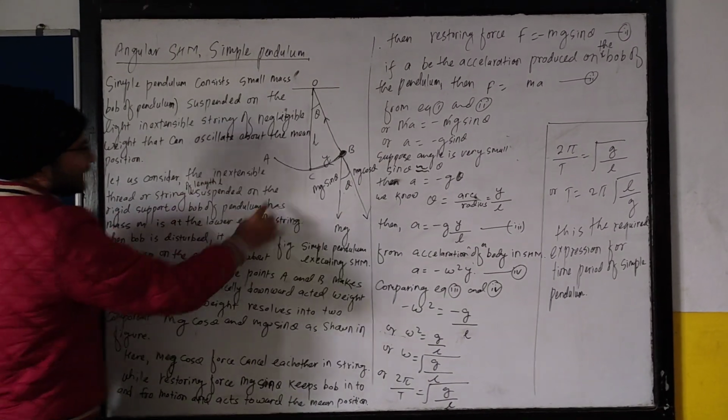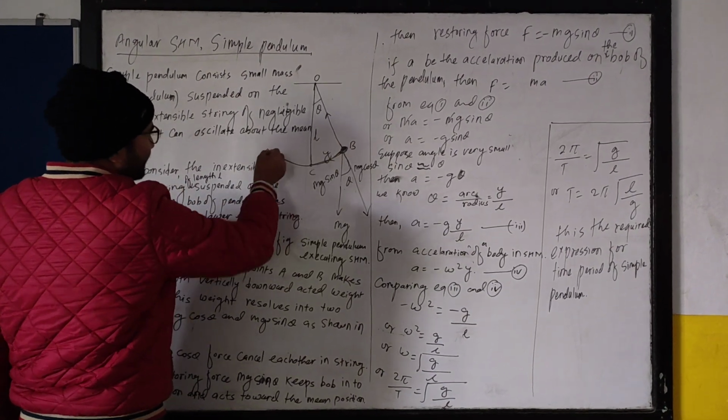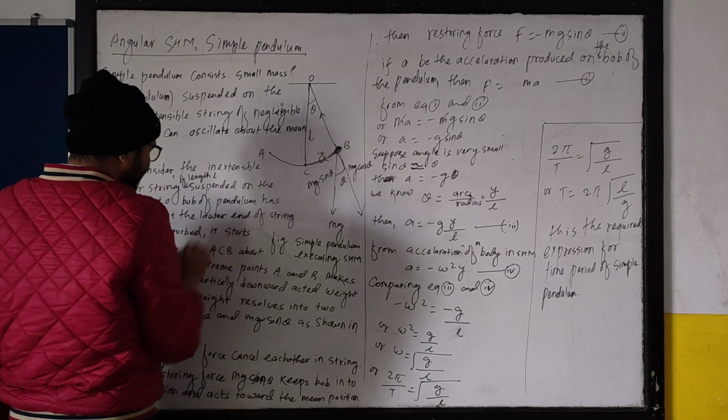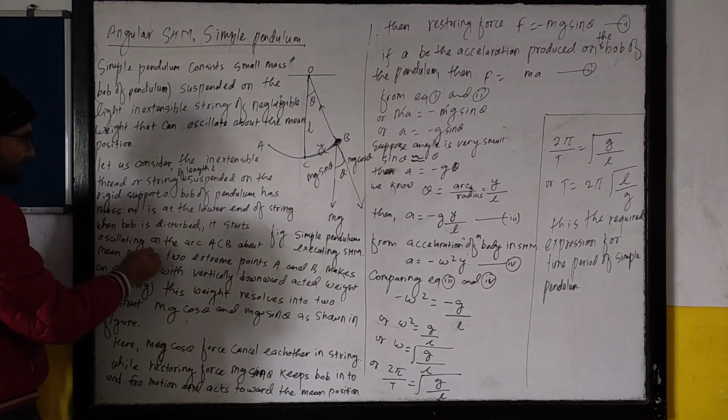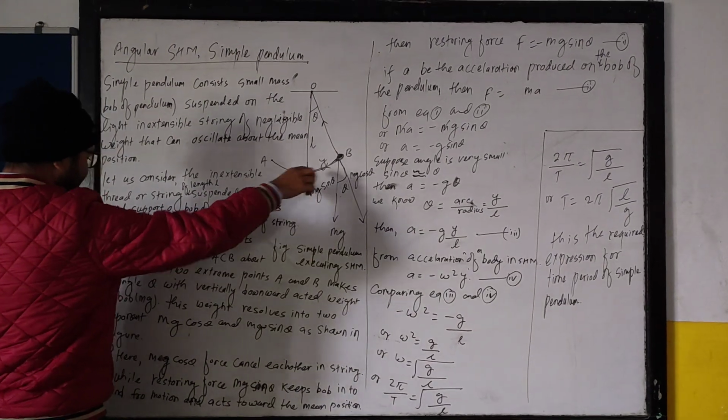You see it oscillating on the ACB arc; your bob of pendulum sometimes goes here, sometimes comes here. That means it is oscillating about the mean position.